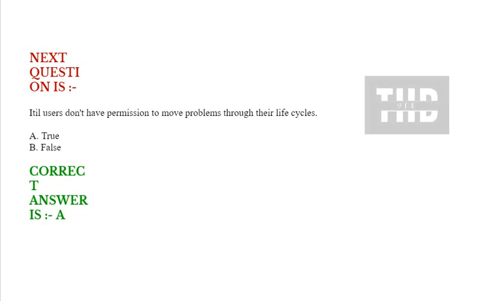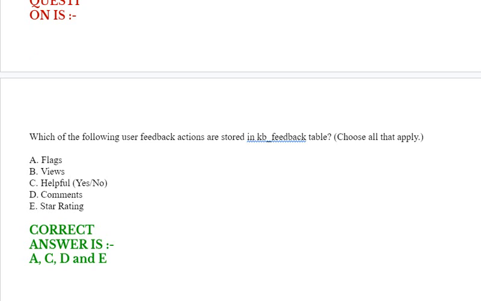Next question is, which of the following user feedback actions are stored in the kb_feedback table? Choose all that apply. Option A, flags. Option B, views. Option C, helpful, yes, no. Option D, comments. Option E, star rating. Correct answer is option A, C, D and option E.